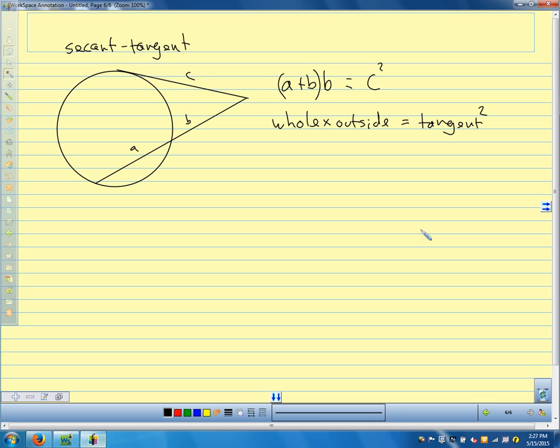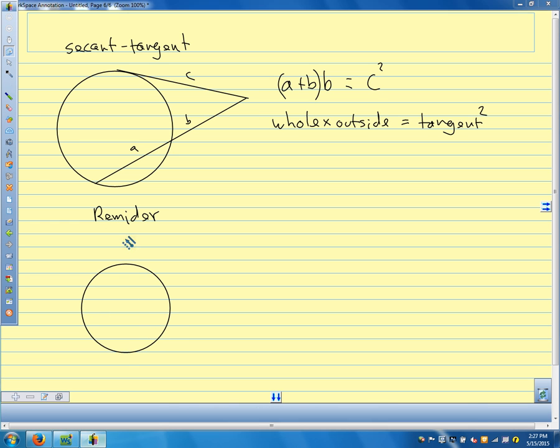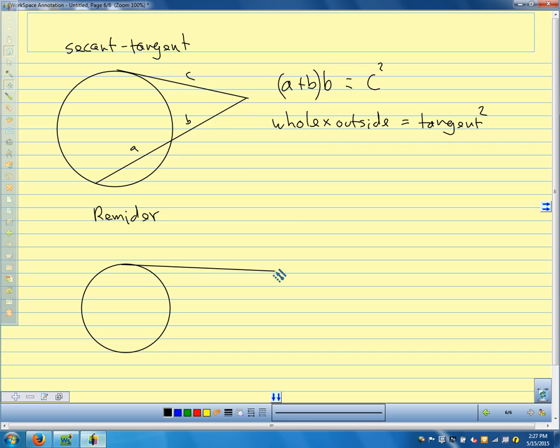And we talked the other day, let's just remember what we said. I'm going to say reminder, because we talked about this the other day. How are these two related if we have two tangents? A and B for two tangents.